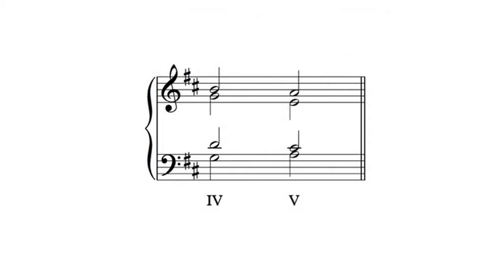The other place I could put a suspension in this progression is in the tenor voice, because I see that it also steps down. So what I can do is delay the resolution of that D, which moves down to a C sharp, and that will create another suspension. And that sounds like this.